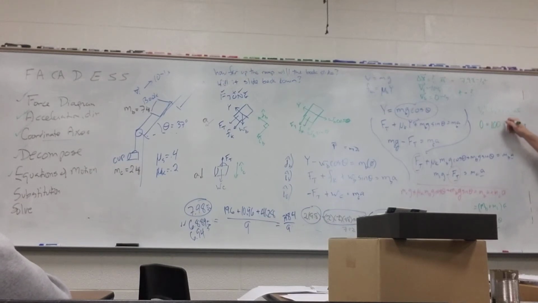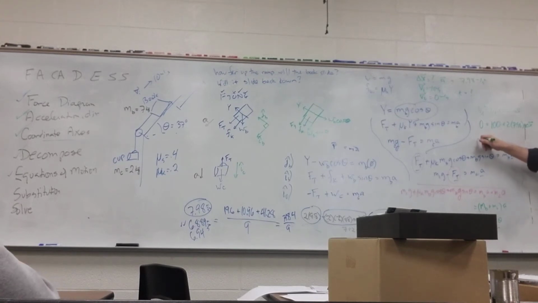0 equals 100 plus 2 times 7.98 times delta x. And so the displacement will end up being negative 100 divided by 2 times that, which is 15.96, I believe. So somewhere around 6. Maybe it's 6.27 meters. Yep.